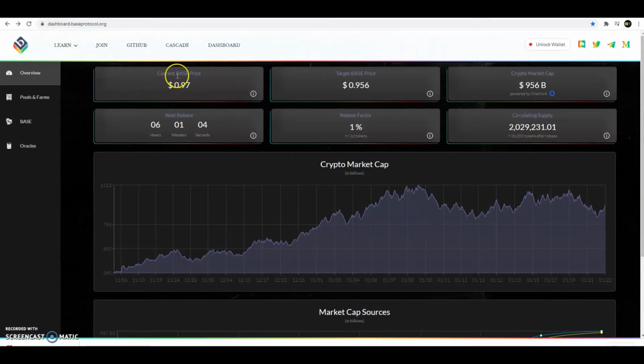So you can see here, this is showing the current base price. And guys, please bear in mind that they're using this as a ratio of 1 billion to 1 trillion when it comes to the crypto market cap. So this is the current price, which is at 97 cents. The crypto market cap right here is currently 956 billion.